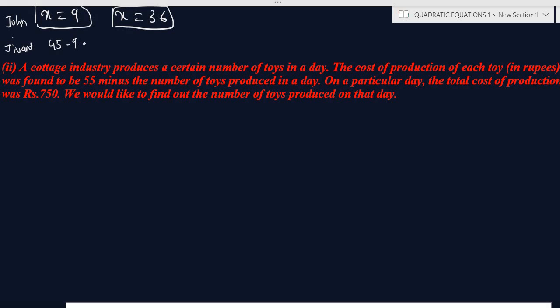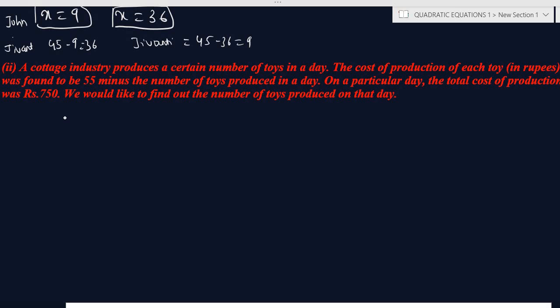45 minus 9, how much? That is 36. If John is having 36, Jivanti will be having 9 marbles. That is 45 minus 36, that is 9 marbles. Okay, so these are the two possible ways.